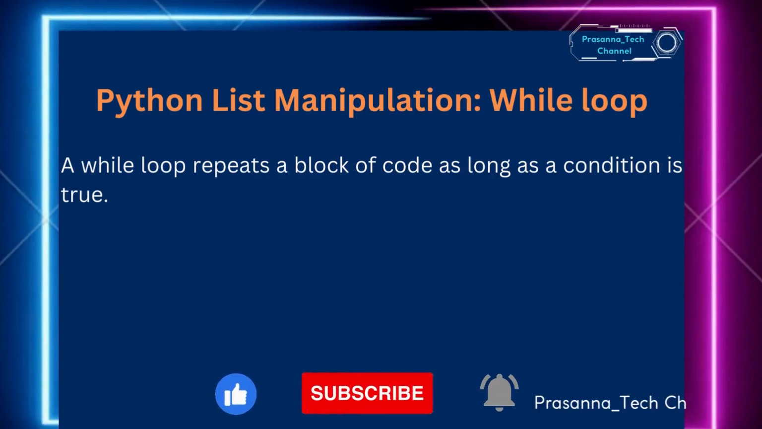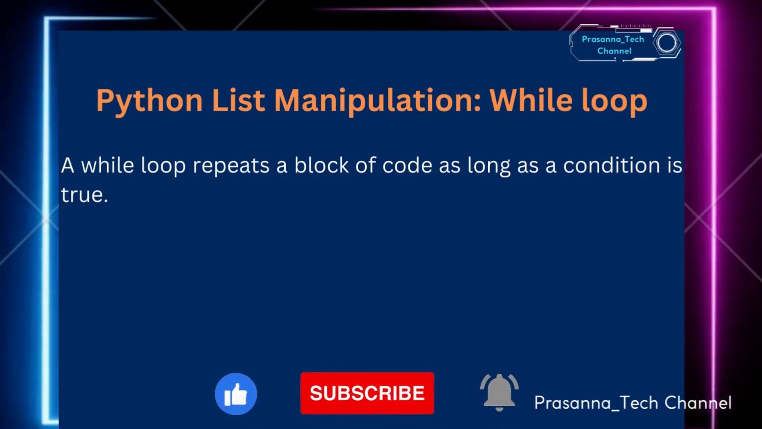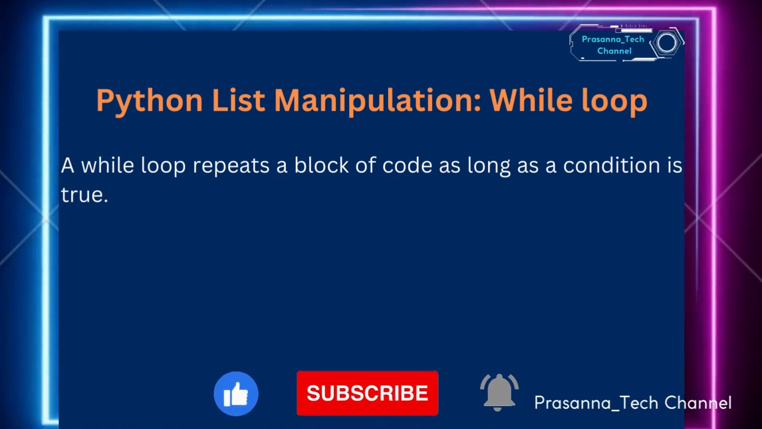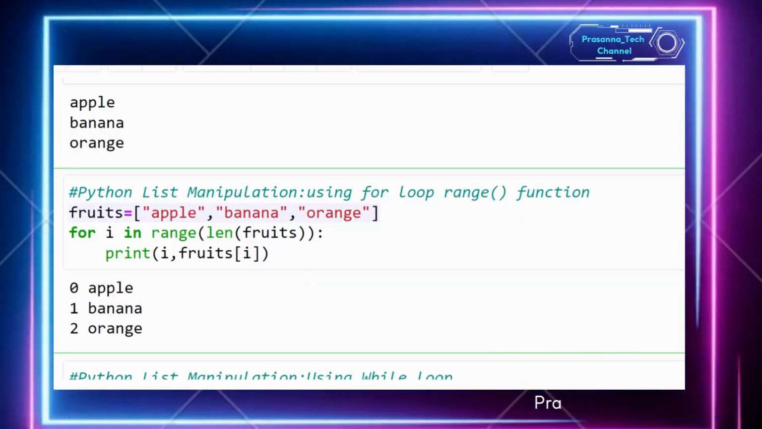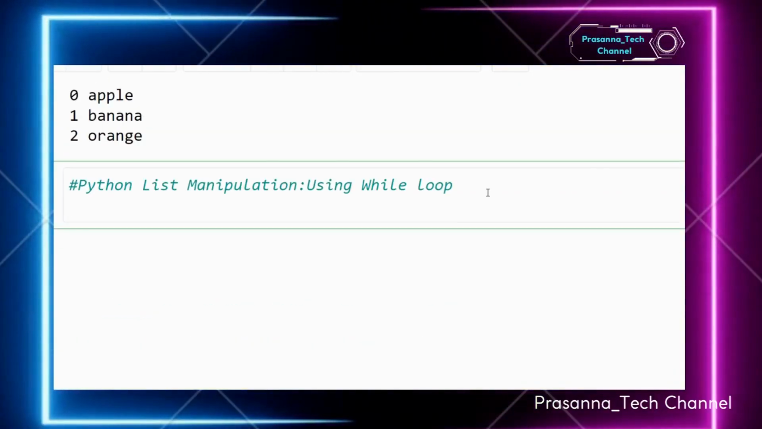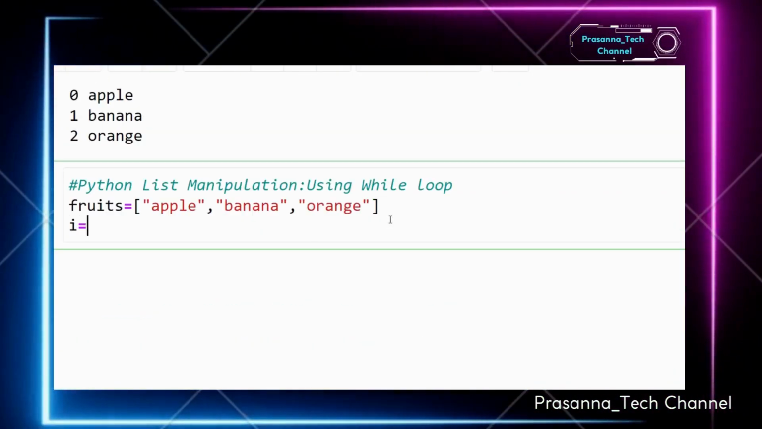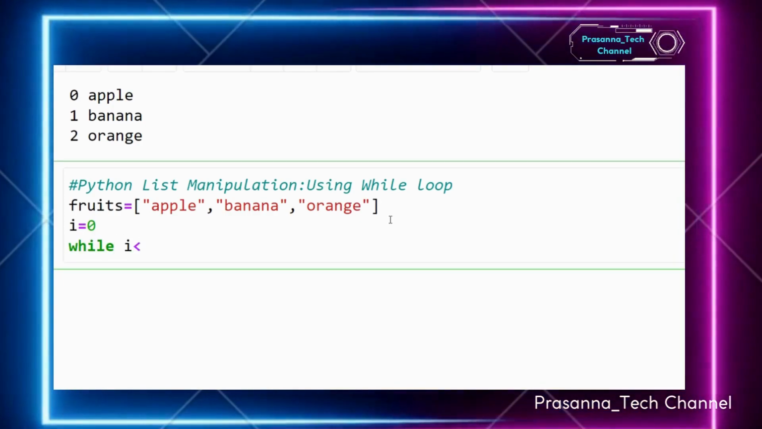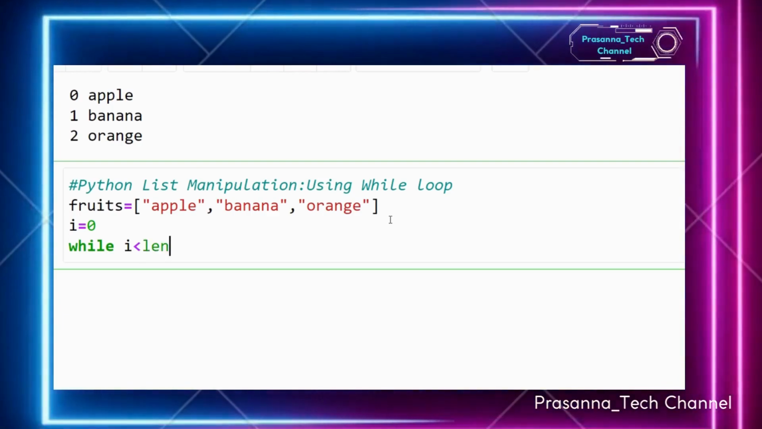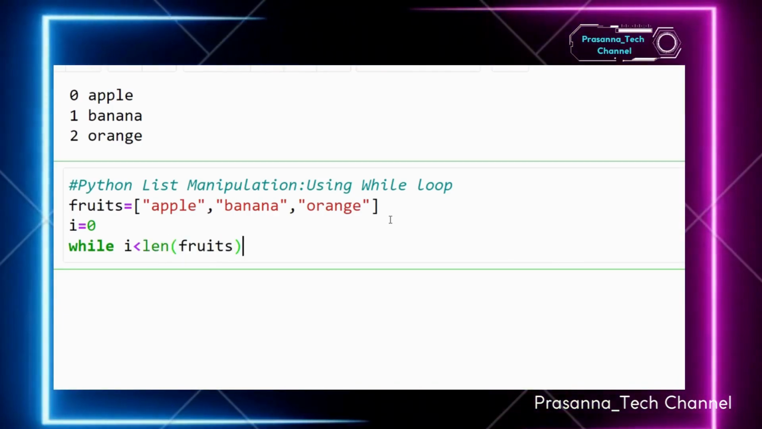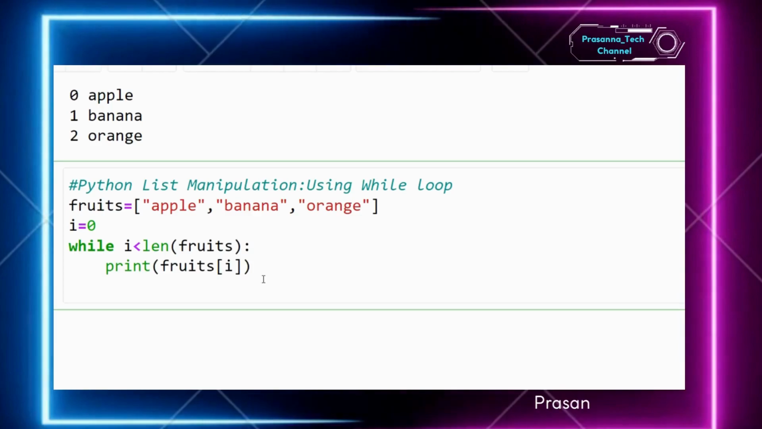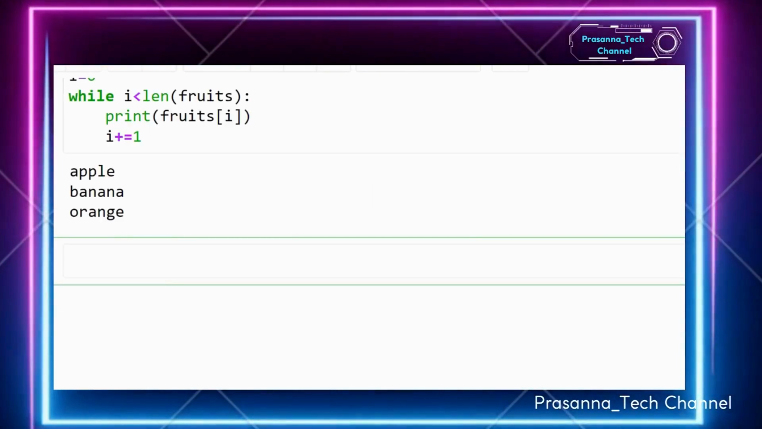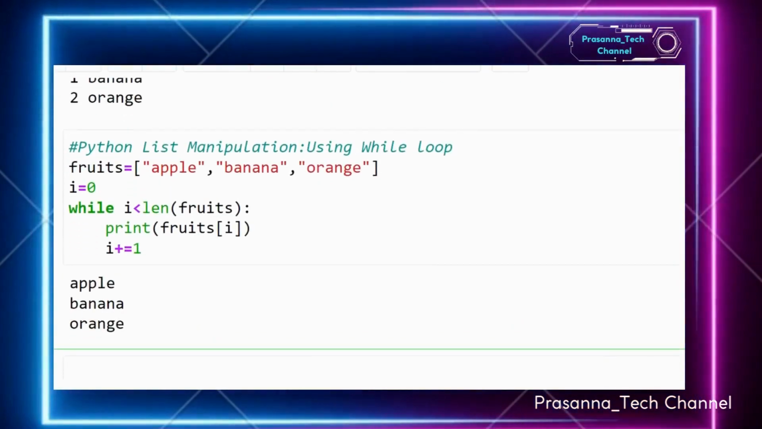Python list manipulation. While loop. A while loop repeats a block of code as long as a condition is true. Let's take an example. fruits = ["apple", "banana", "orange"]. I'm creating a variable i = 0. while i < len(fruits): print(fruits[i]), i += 1. And the result is apple, banana, orange.